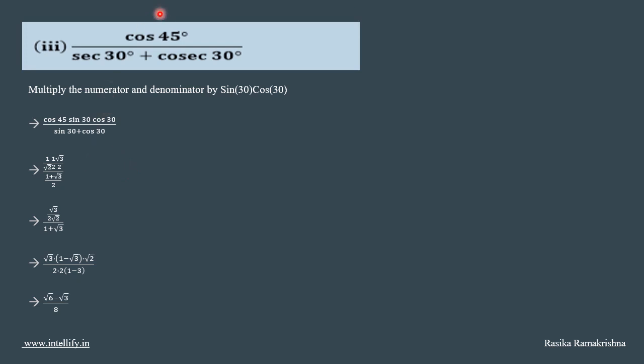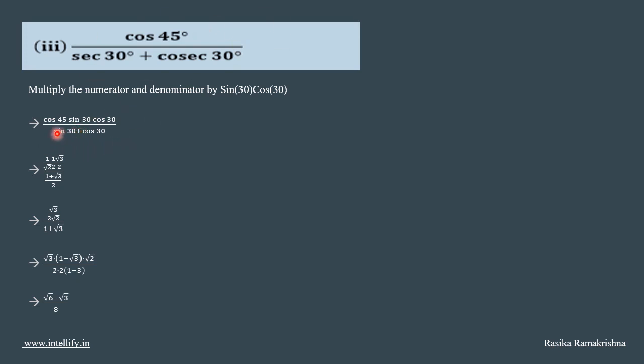Now I've always found it difficult to remember what the values of secant 30 and cosecant 30 are. It's actually just the reciprocal of sine and cos, but I've somehow never been comfortable with them. So I always try to convert it back into cos and sine, right? So what I'm going to do here is multiply the numerator and the denominator by sine 30 cos 30. So when I do this, we have cos 45 times sine 30 cos 30, whole divided by sine 30 plus cos 30.